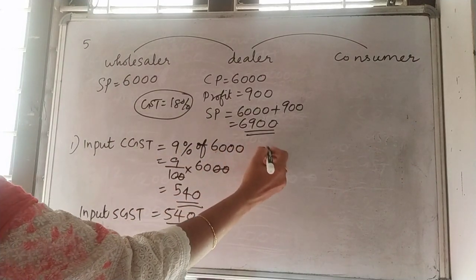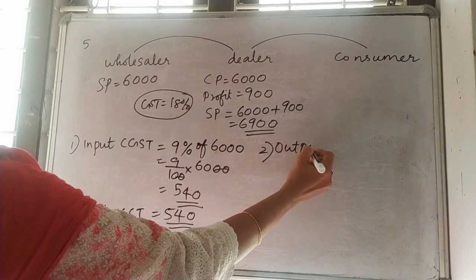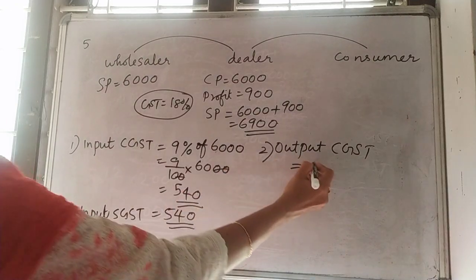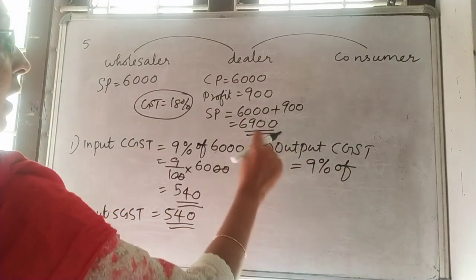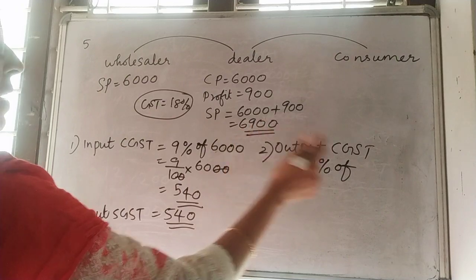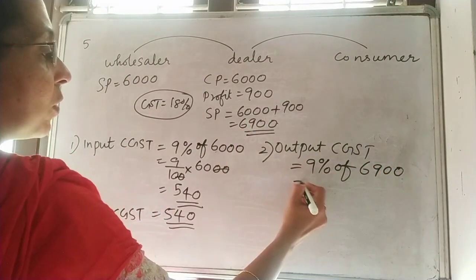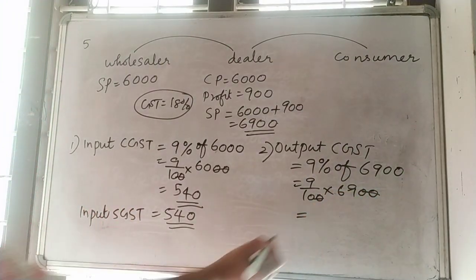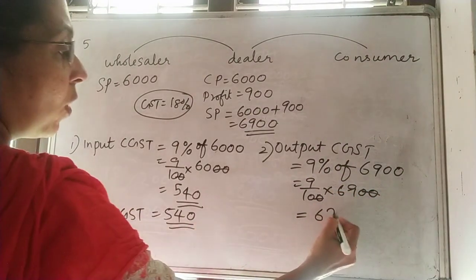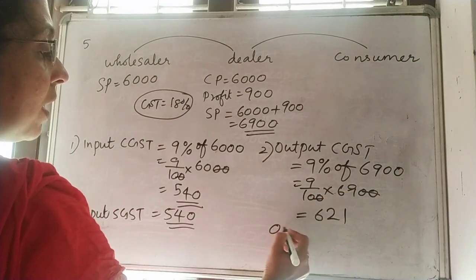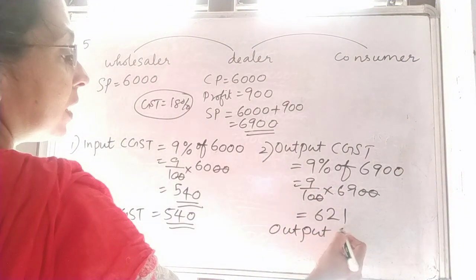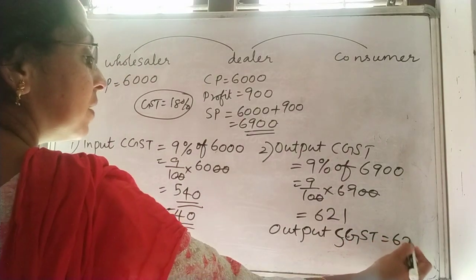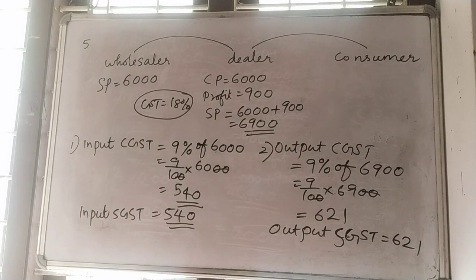And second part of our question is we have to find out the output CGST and the output SGST. What will be output CGST? It will be 9% of, instead of 6,000, we got the SP as 6,900. So it will be 9 by 100 into 6,900. So it will be 621. So output CGST is 621. Output SGST also will be 621 rupees.